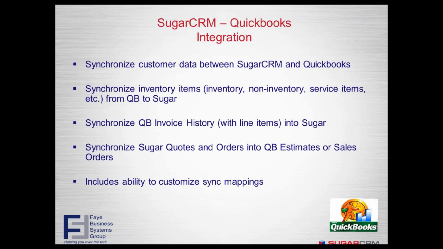From an overview perspective, the integration does a few different things. It synchronizes customer data between Sugar and QuickBooks. It synchronizes inventory data between QuickBooks and Sugar, and the inventory items include inventory, non-inventory, and service items from QuickBooks. It takes QuickBooks sales history, including line item data and detail, and sends it into Sugar. And then it takes quotes and sales orders entered in Sugar and sends them into QuickBooks estimates or sales orders. In addition, you do have the ability to customize the mappings between the 2.